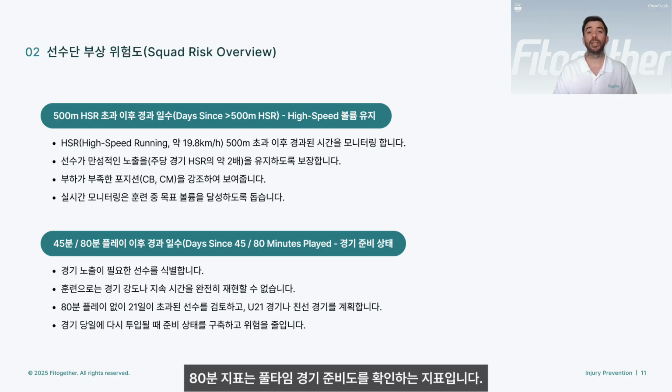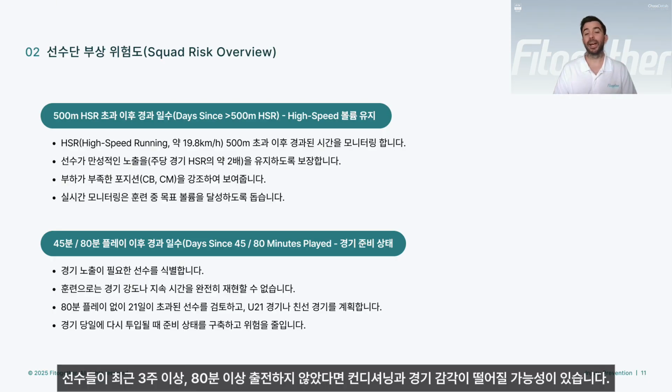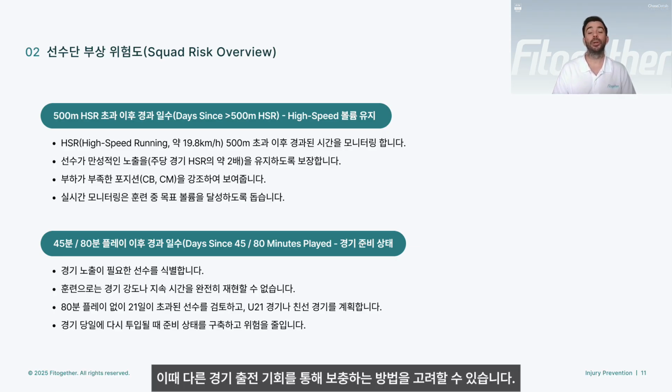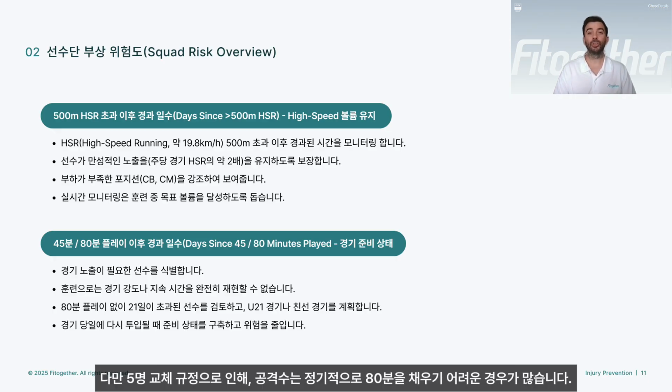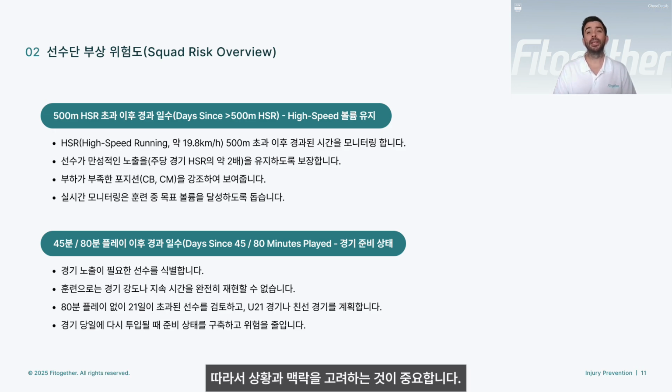The 80-minute metric is more about full match readiness. If a player hasn't had that level of exposure for 3 weeks or more, they'll likely have reduced conditioning and match sharpness. That's when you might look to get them game time elsewhere. The key caveat is the 5 substitute rule. Many attacking players rarely hit 80 minutes now, even when playing regularly. So again, context is everything.